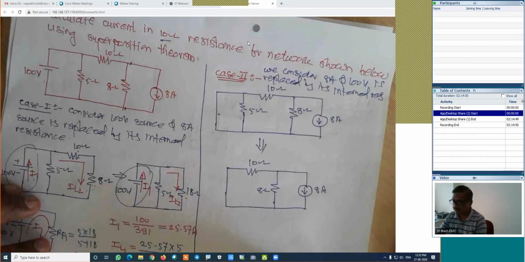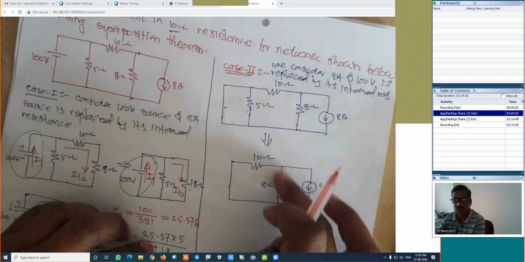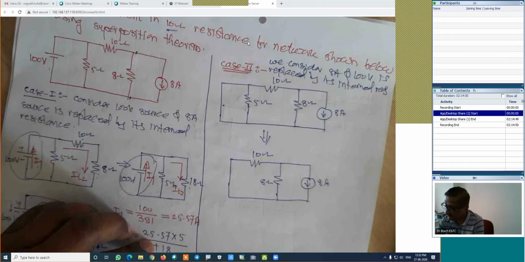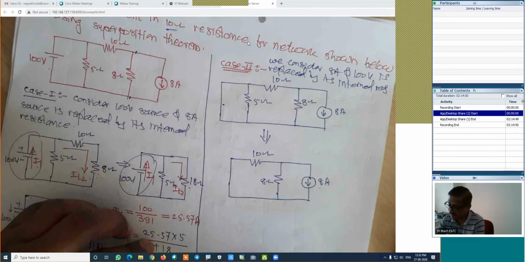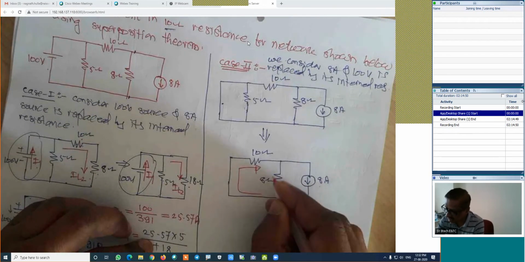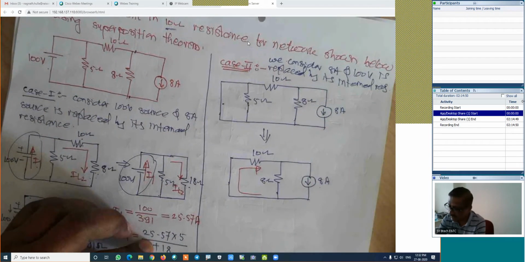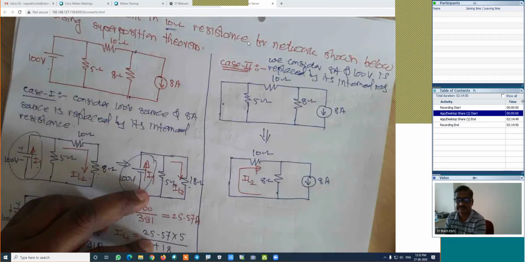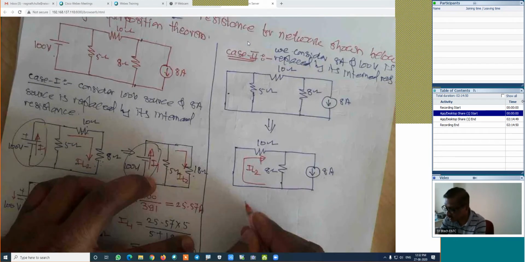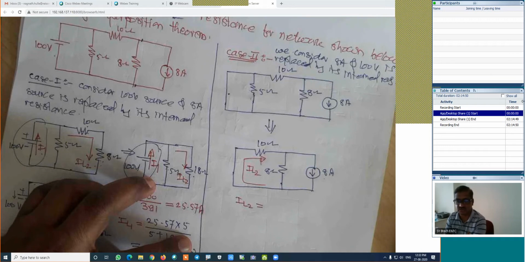Now here in this case we are in this figure. This is one branch and this is another branch, two parallel branches. Here the current is already known; some current will pass this way and the other current will pass that way. In this we are interested in this 10 ohm. I will call it IL2. How much is IL2?